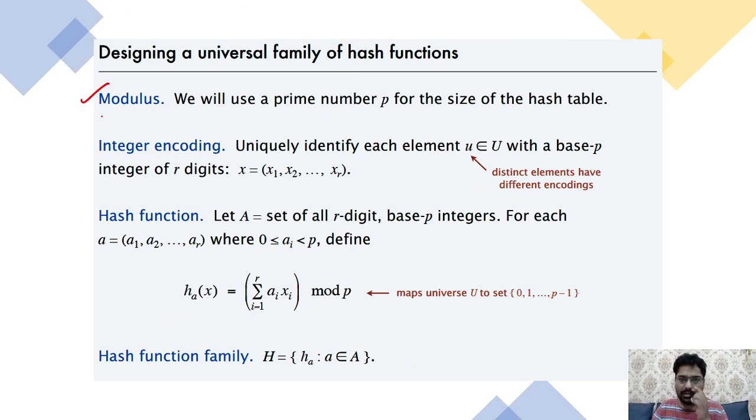Basically modulus, whenever we're doing the modulus, indirectly we are focusing on the hash function. So here they introduce a prime number p for size of a hash table. In general they said p will be greater than or equivalent to m, the number of keys. It is written in the book.